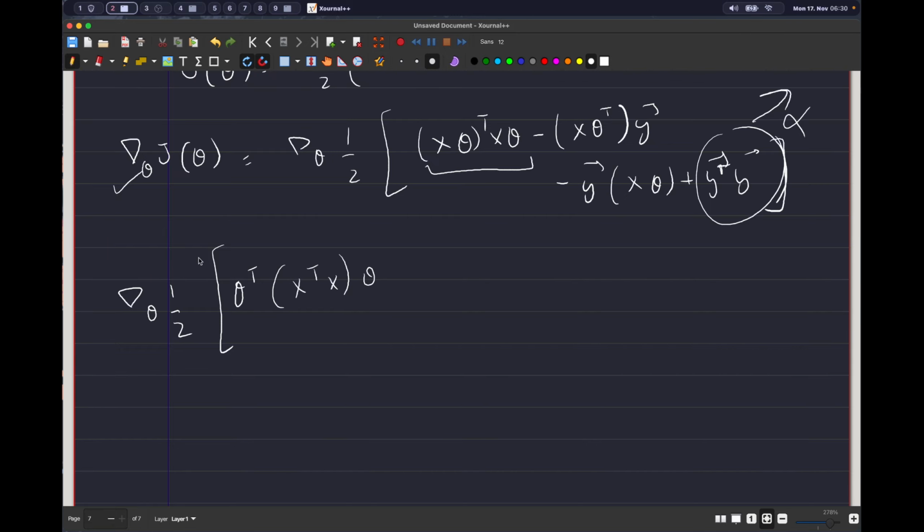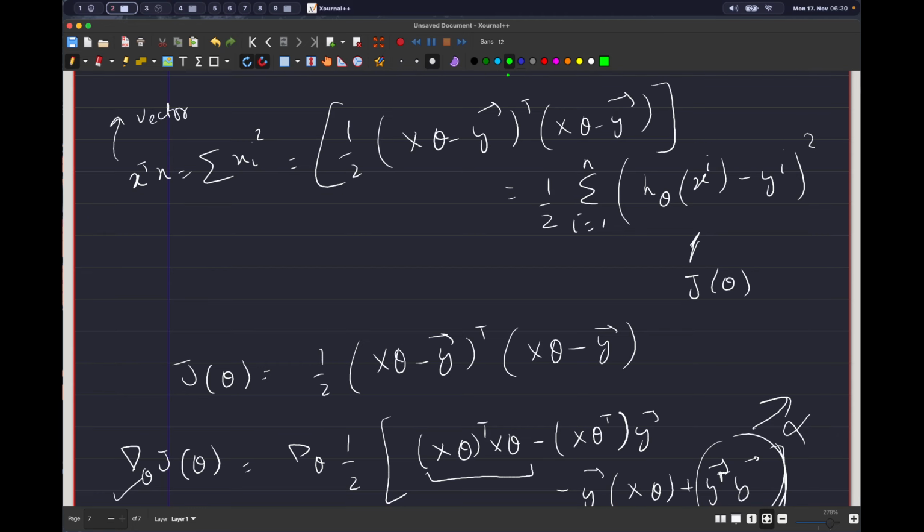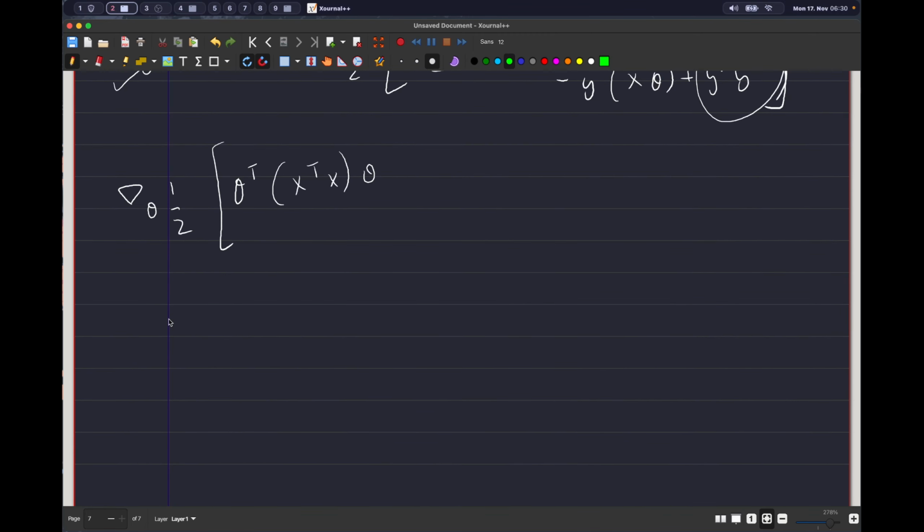The properties we are using, so let me write down the two properties here that will be useful to understand what we are doing: A transpose B is equal to B transpose A, and another is the gradient of B transpose X is equal to B, and the gradient of X transpose AX will be equal to 2AX. So these are the two properties that we need to remember.